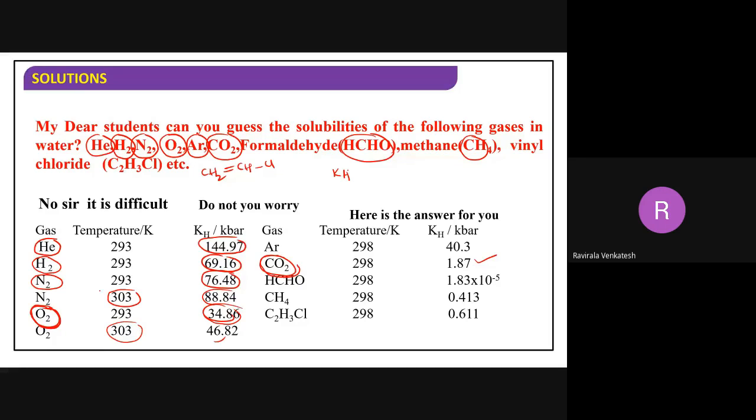Second statement: when you increase the temperature from 293 to 303, 10 degrees Celsius, what happened to KH? Increasing. That means, first statement, easily liquefiable gases have more solubility. And second statement, when you increase the temperature, solubility is decreased. That means KH is inversely proportional to solubility. The Henry's law constant is inversely proportional to solubility. So this is a statement we can derive from these two tables.